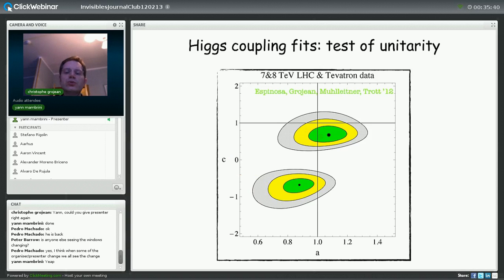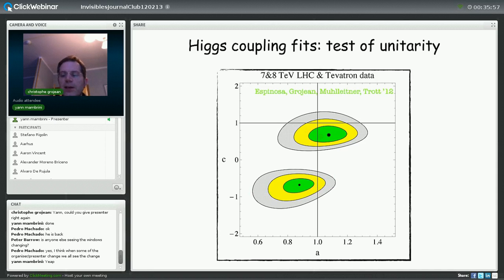So that's a way basically to reproduce the enhancement that seems to have been observed by ATLAS and CMS. So that's why, in a sense, there is this other region, the negative value of C, which is also preferred by the data, by the current LHC data.